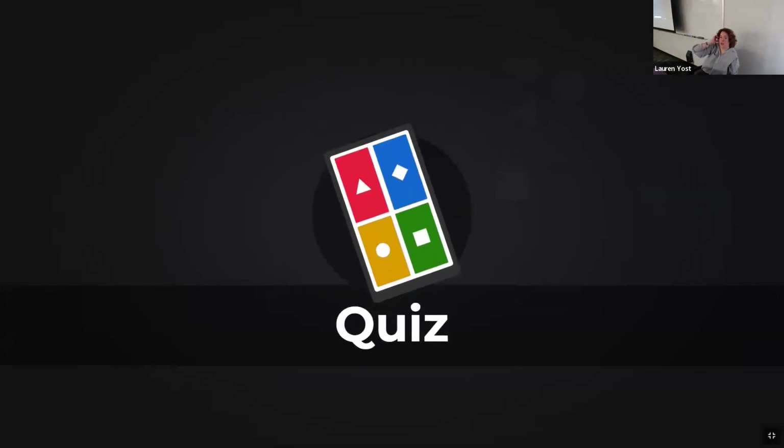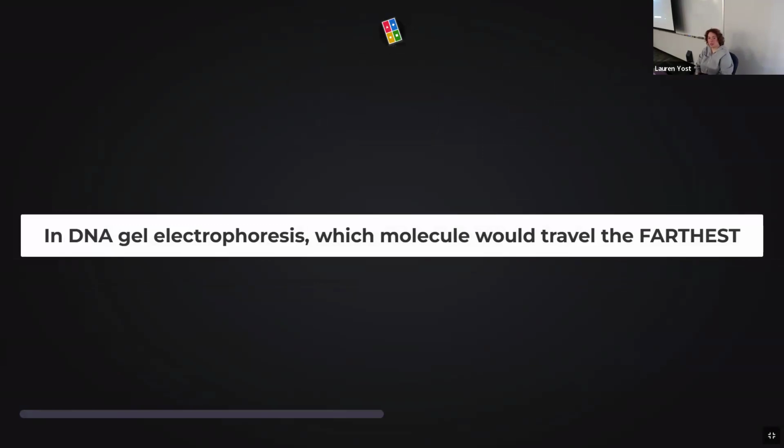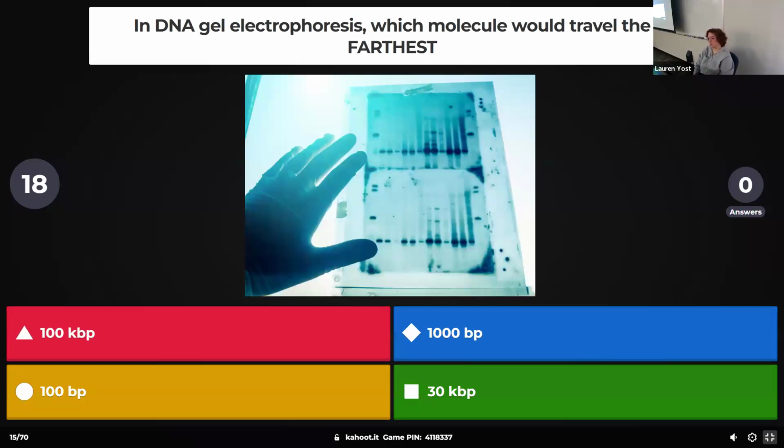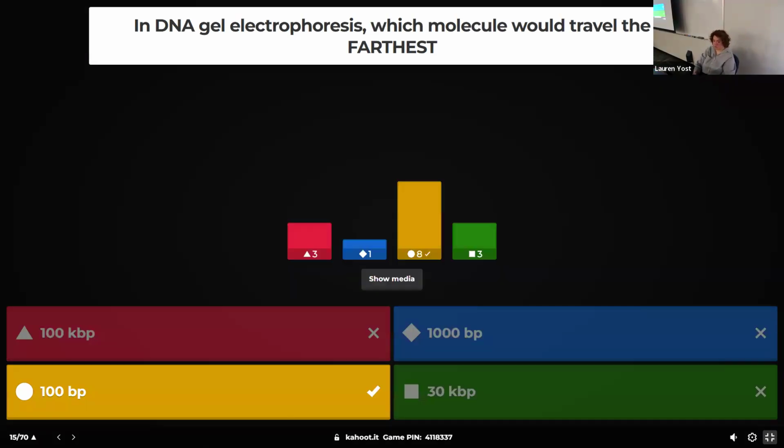All right, we're moving on to chapter 8 now. In DNA gel electrophoresis, which molecule will travel the farthest? Think of farthest as representing the fastest. Right, so this would be 100 base pairs because it is our smallest one. Because we have to keep in mind here, 100 base pairs.